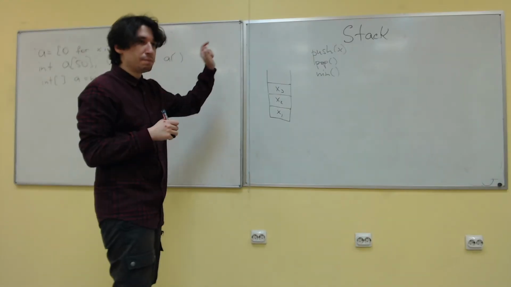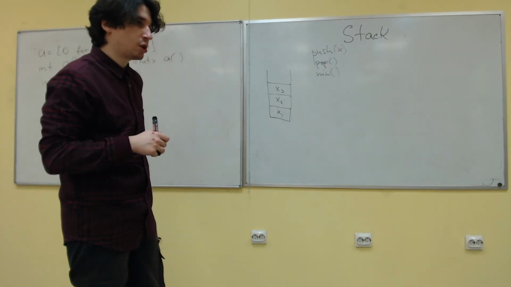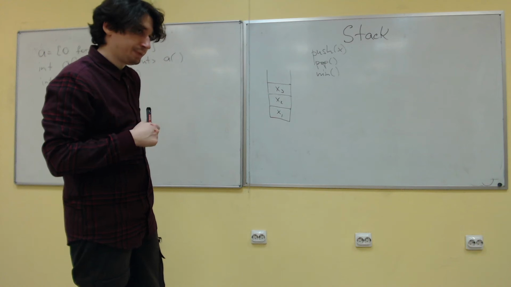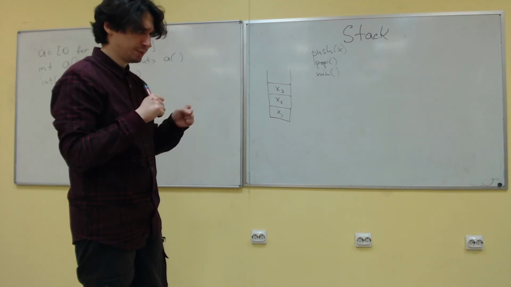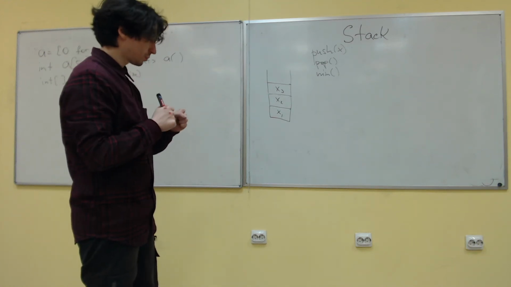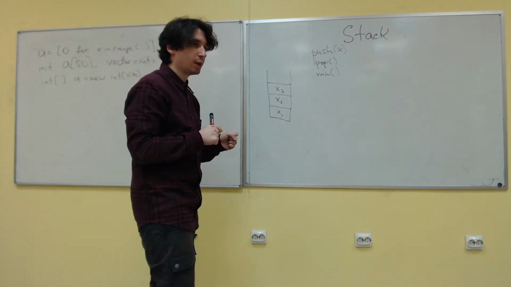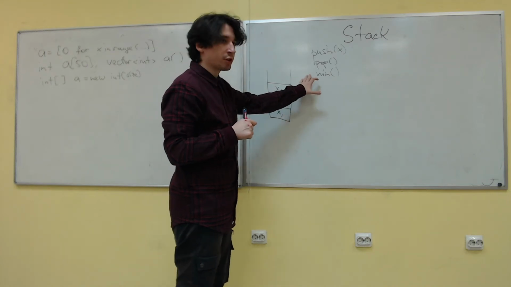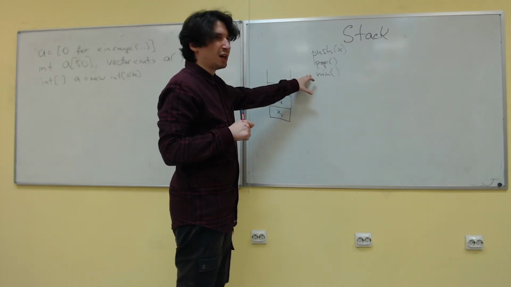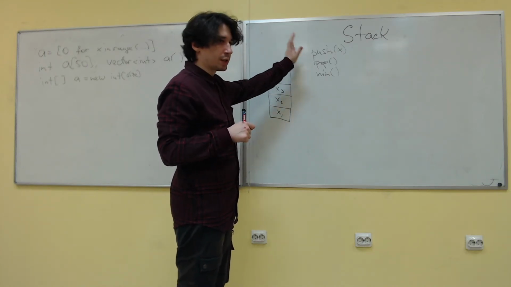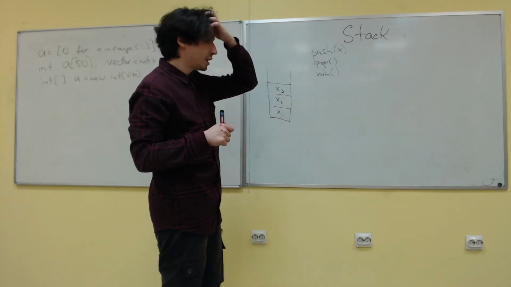Min returns the minimal value on the current stack. So you have like 3 operations right now that you can do on the stack. You can push, you can pop, and you can ask for the minimum. Please note that we can ask for the minimum several times, and like we can ask pop several times and push several times, like as much as we want.